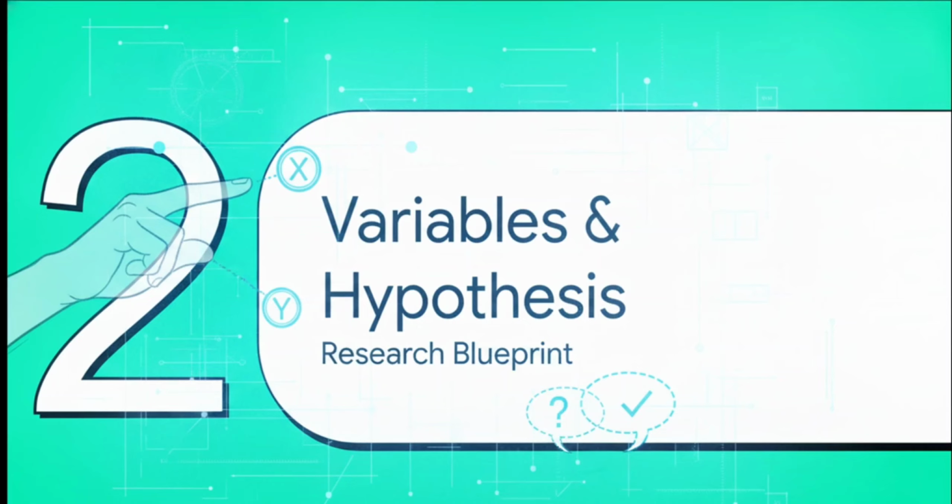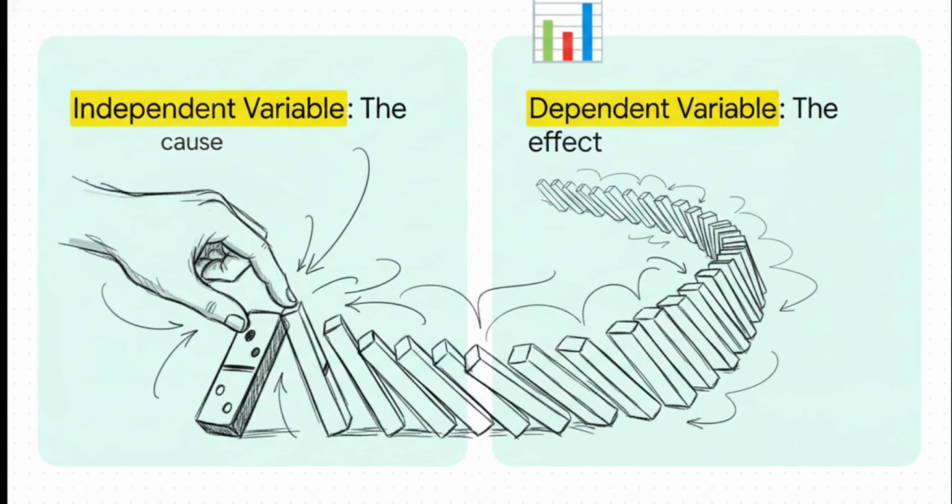Think of this as the architectural blueprint of your study. This is exactly where we define what we're measuring and what we actually expect to find. Let's talk variables. A variable is simply anything that can, well, vary or change. You have your independent variable, that's the cause, the influencer. And then you have the dependent variable, which is the effect. Simply put, a change in the independent variable directly causes a change in the dependent one.